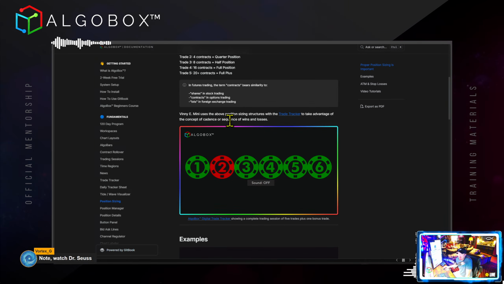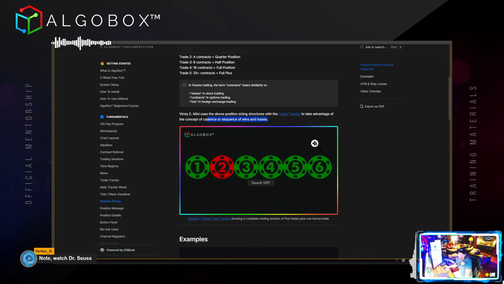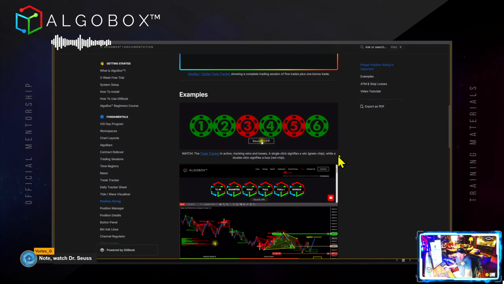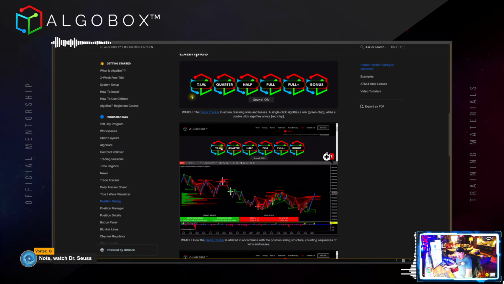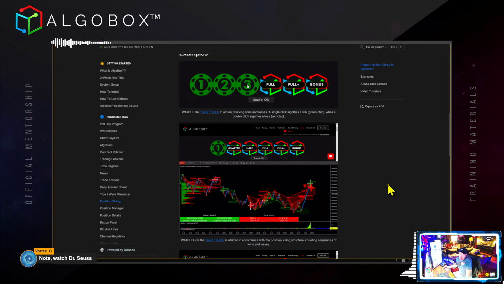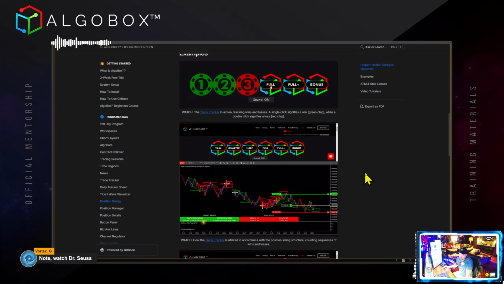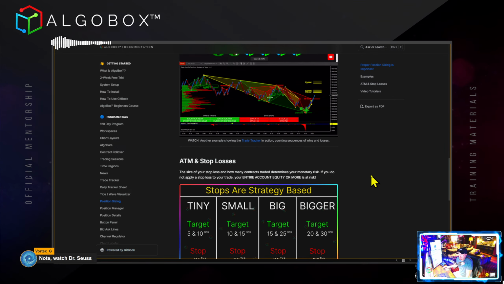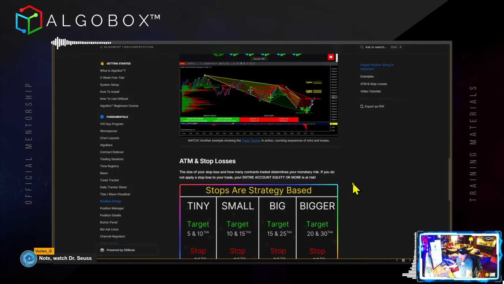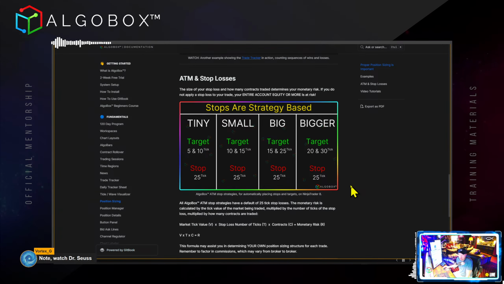All right. Vinny Emini uses the above position sizing structures with the trade tracker to take advantage of the concept of cadence or sequence of wins of trade. I think we've covered that a lot today. That exact thing is just now written out here in the notes for you. But try not to be too lazy with our documentation. Our documentation is thebomb.com, right? This is a 2-year plus endeavor to create all of this graphical setup with all of our documentation, which are basically like notes on everything that we do here and stuff that I do. ATM and stop losses.